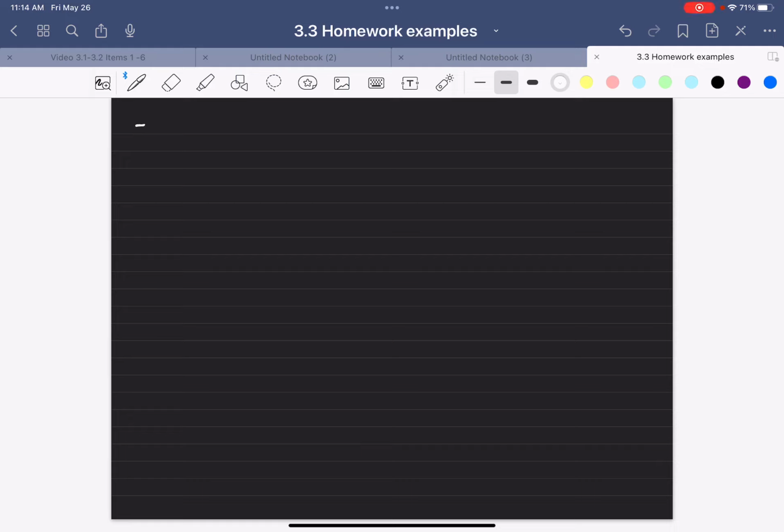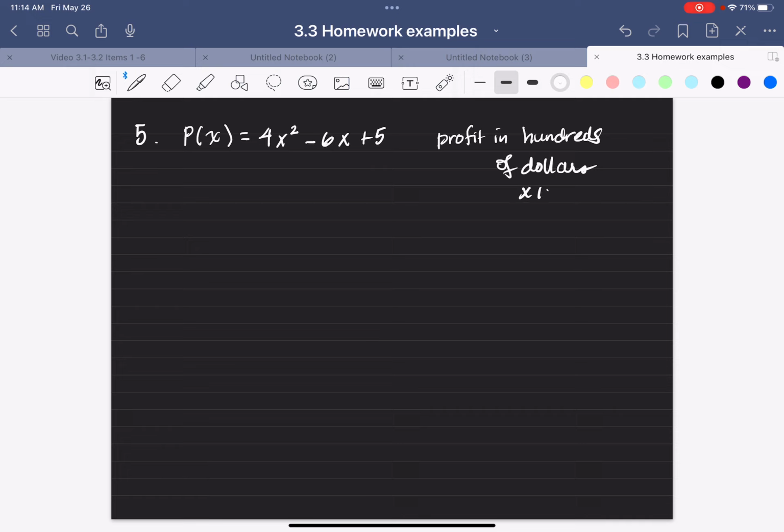Number 5. So we're given an equation for profit. P of x equals 4x squared minus 6x plus 5. The other thing we need to pay attention to is it says profit in hundreds of dollars. So whatever we get, we have to multiply times 100.